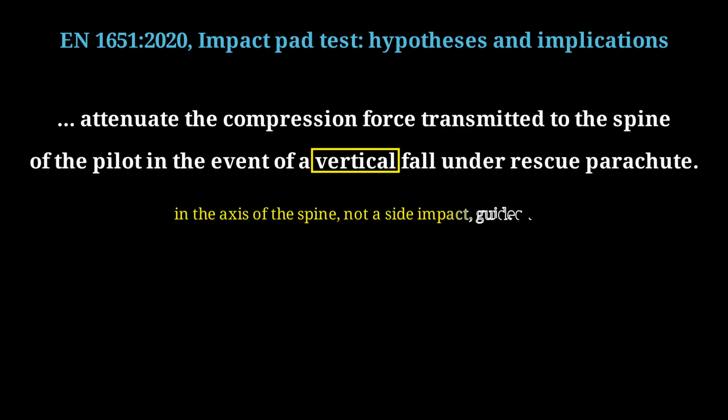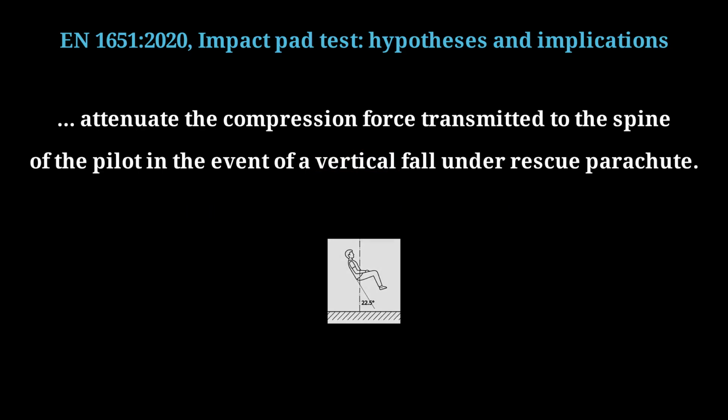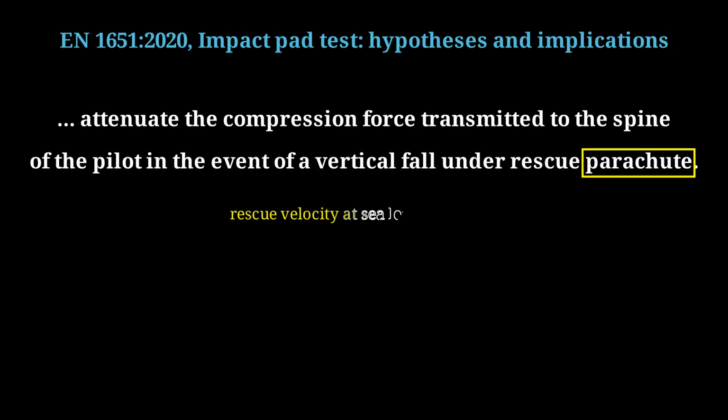The fall is in a vertical plane, considering the spine having a 22.5-degree angle with the gravity. This is not a front or a side impact. The test is fully guided. The parachute certification set a maximum vertical speed of 5.5 meters per second. You might find that is very limited, and you are right.